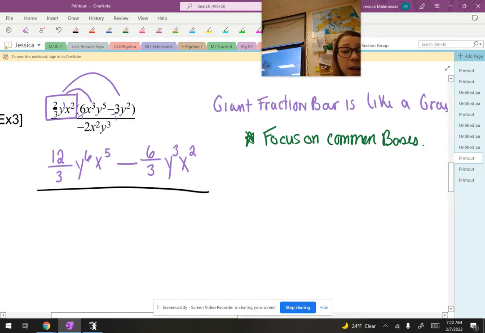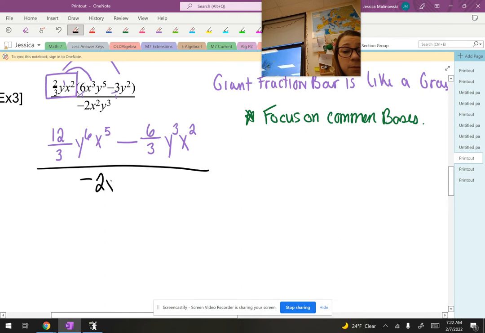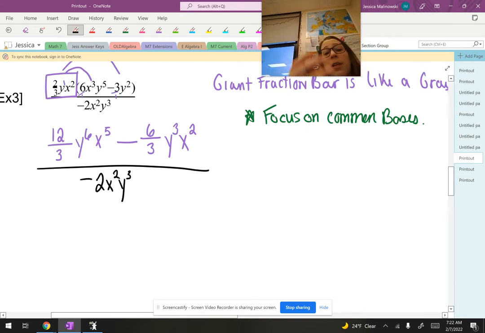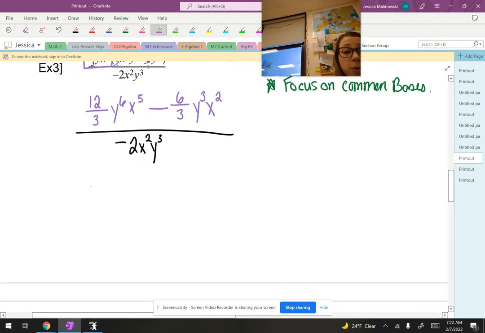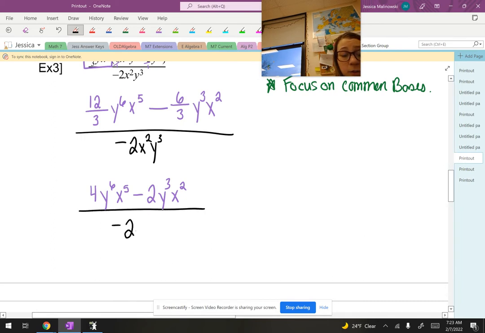Now I'm just going to carry down everything else that I haven't touched yet. Very important that when you're doing this, you don't get sloppy and that you can tell your exponents apart from your coefficients. So I'm just going to take another step and simplify those fractions because it'll just make my life a little bit easier. So 12 divided by 3 is really just 4 y squared x to the fifth minus 6 divided by 3 is 2 y cubed x squared. And that's all divided by negative 2 x squared y cubed.